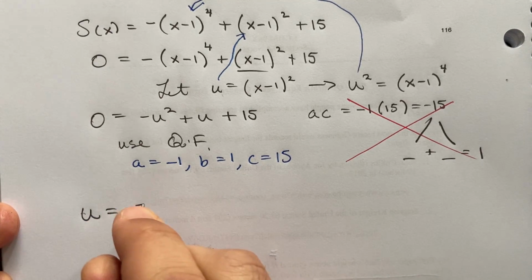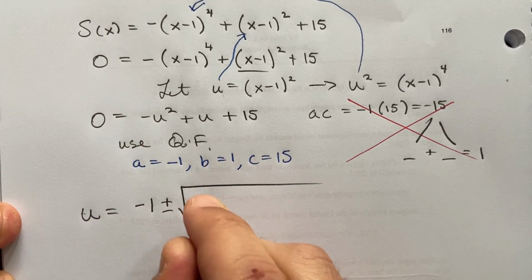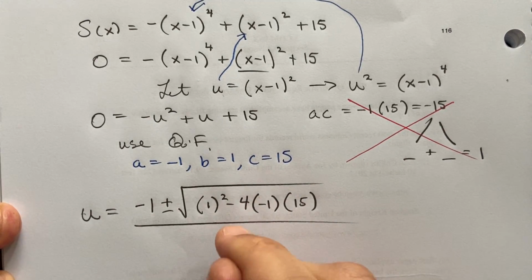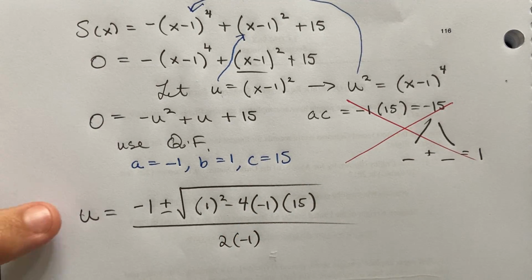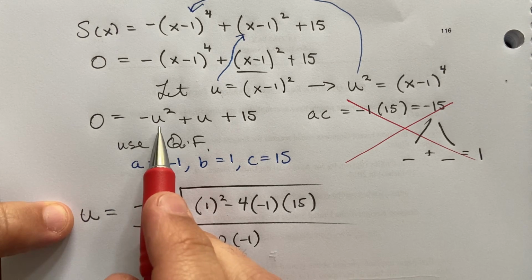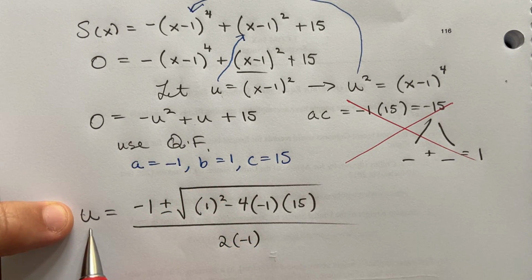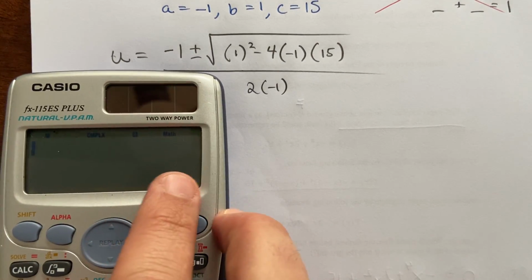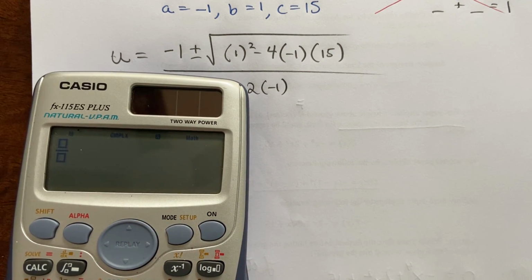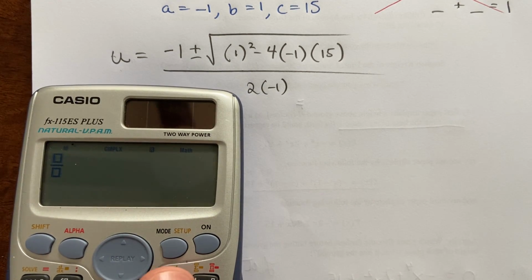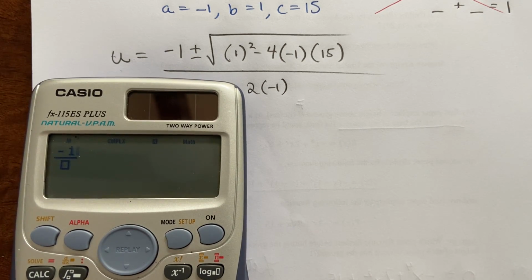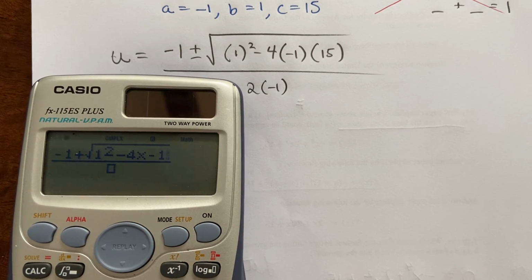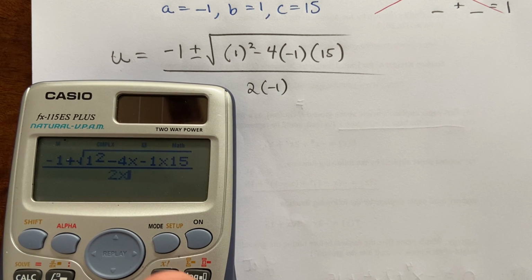So u will equal the opposite of b plus and minus the square root of b squared minus 4 times a times c, all over 2 times a. All right, so this is what u equals. Since u is our variable here, that's the same variable that I'm solving for. So let's input this. So first thing you want to press is fraction bar, and negative 1 plus square root of 1 squared minus 4 times negative 1 times 15. Scroll down, 2 times negative 1.